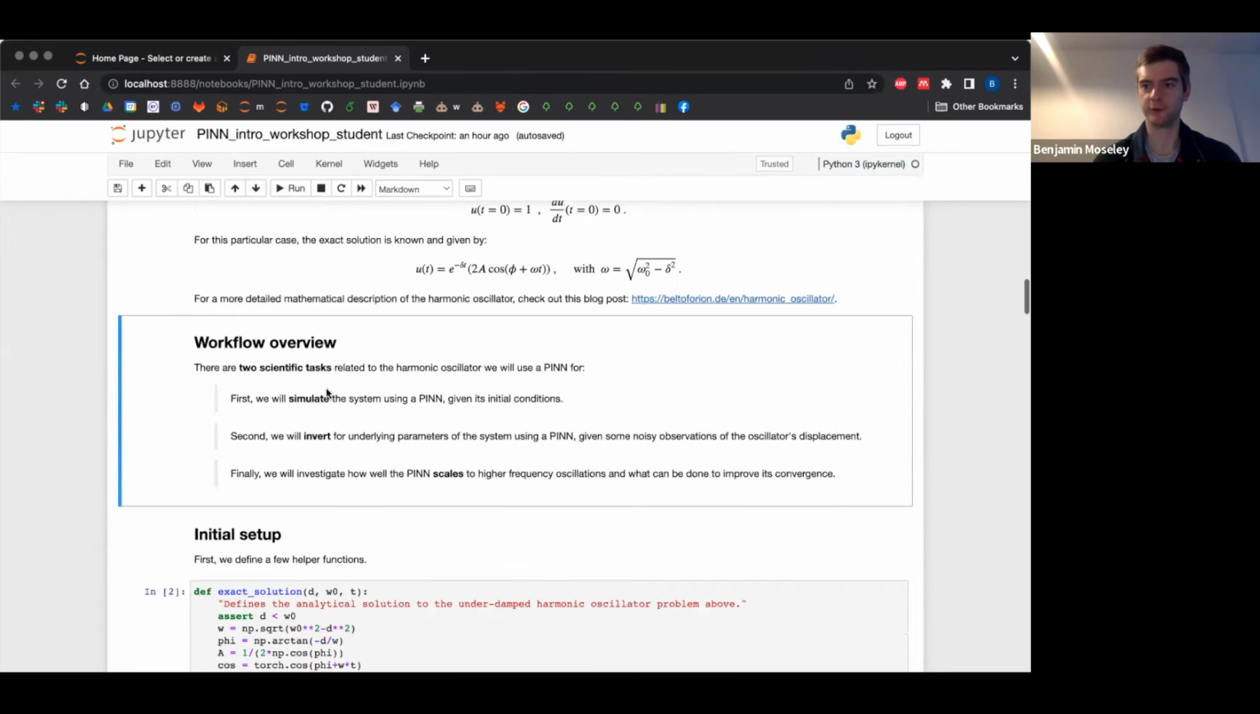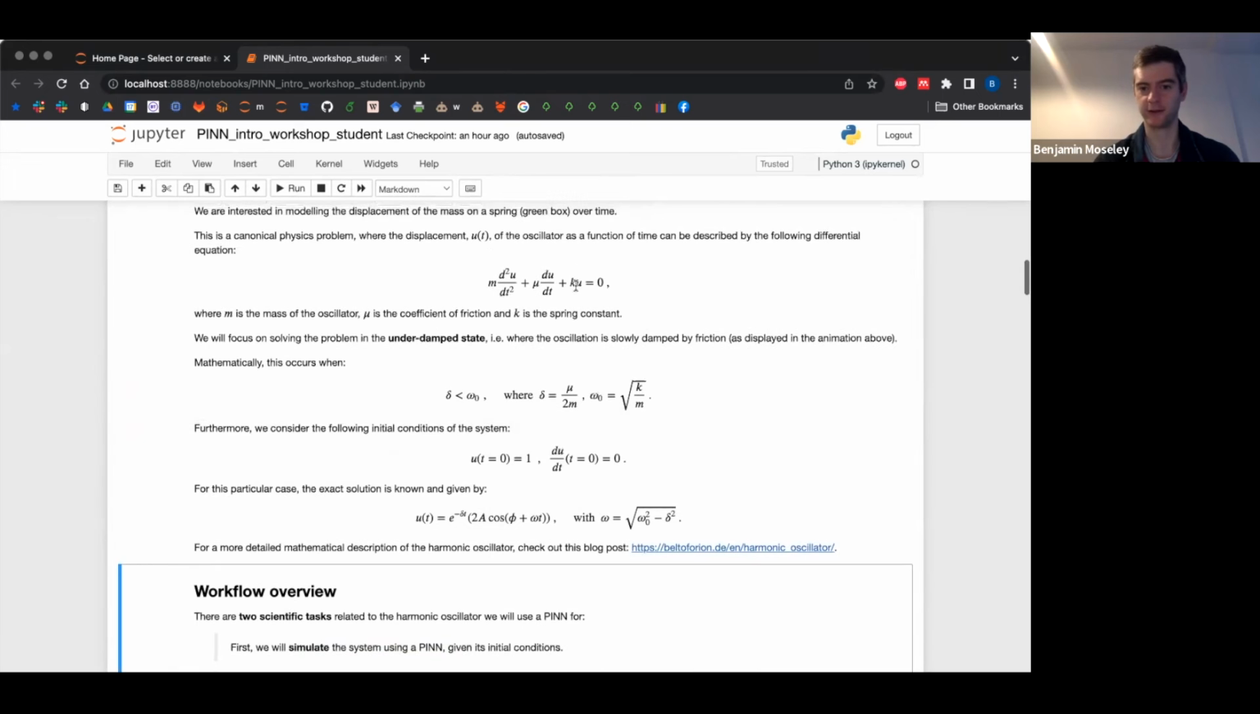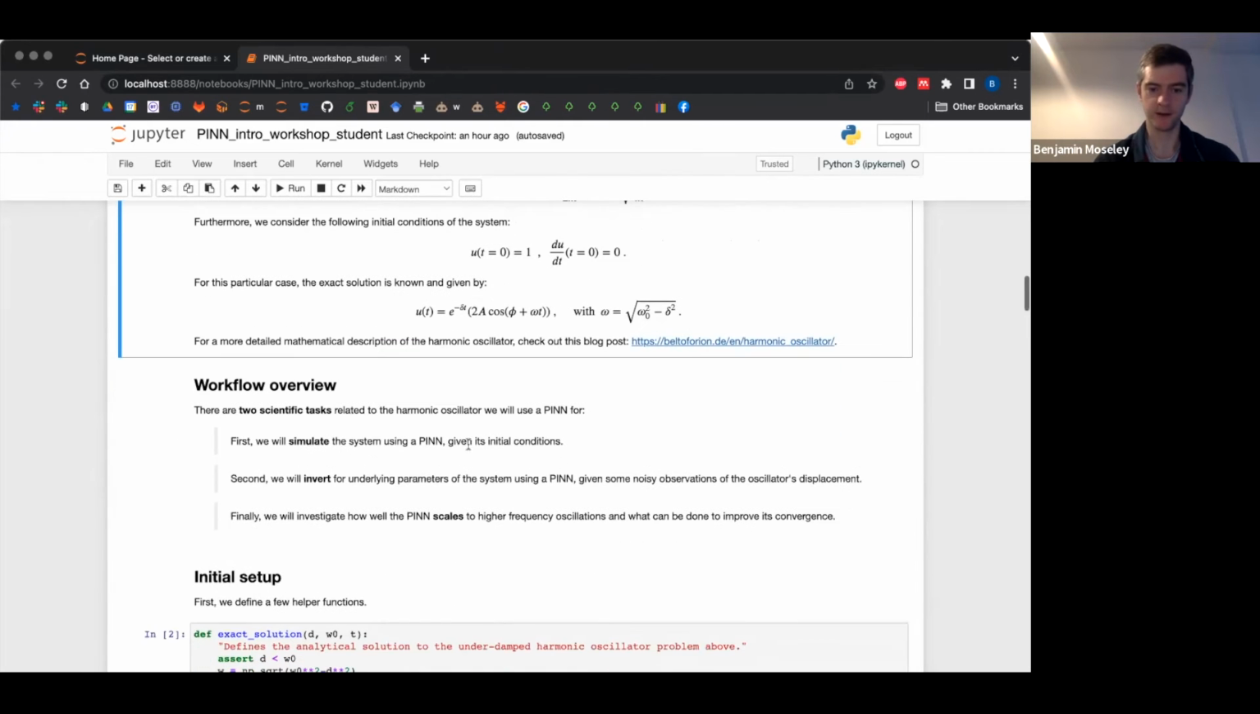So we're going to cover two tasks here. First, we're going to use the PINN to simulate it, given the initial conditions, exactly as I talked through before. And then we're going to try a different task, which is to invert for some of these underlying parameters, in particular the coefficient of friction, given some noisy observations of the displacements. We're going to assume we have a bit more observations to deal with. And then if we get time, we'll have a look at how it scales to high frequency oscillations and see what we can do to improve it.